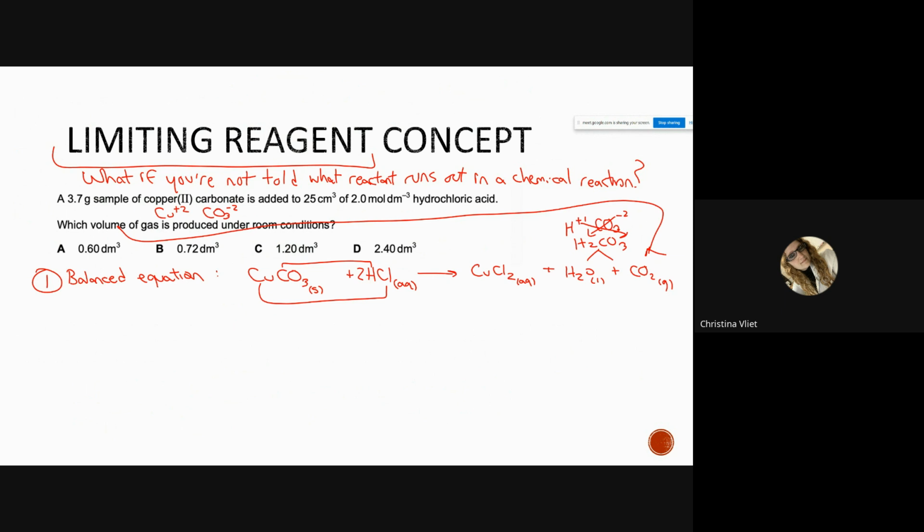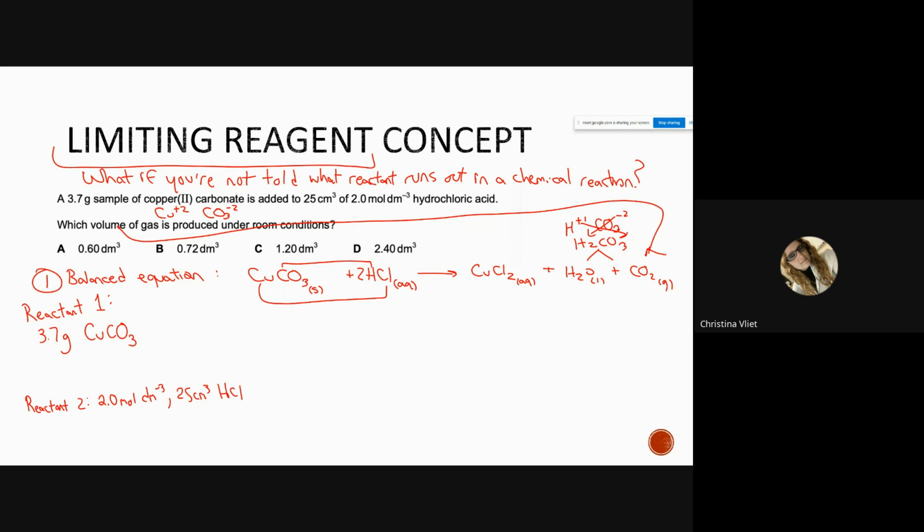So what do we do now? Take the moles. We're going to have to figure out from each reactant how many decimeters cubed of gas is made. So you've got 3.7 grams of CuCO3 as your one reactant. That's reactant 1. And what's reactant 2? 2 molarity hydrochloric acid, 25 centimeters cubed, HCl.